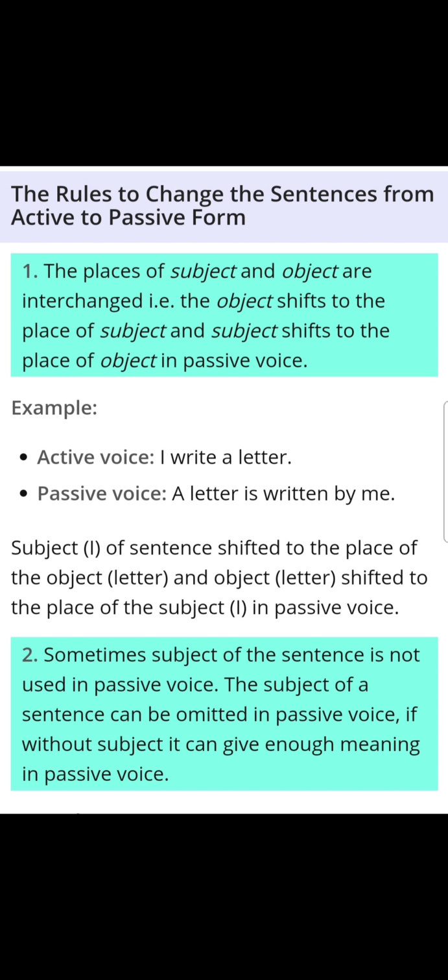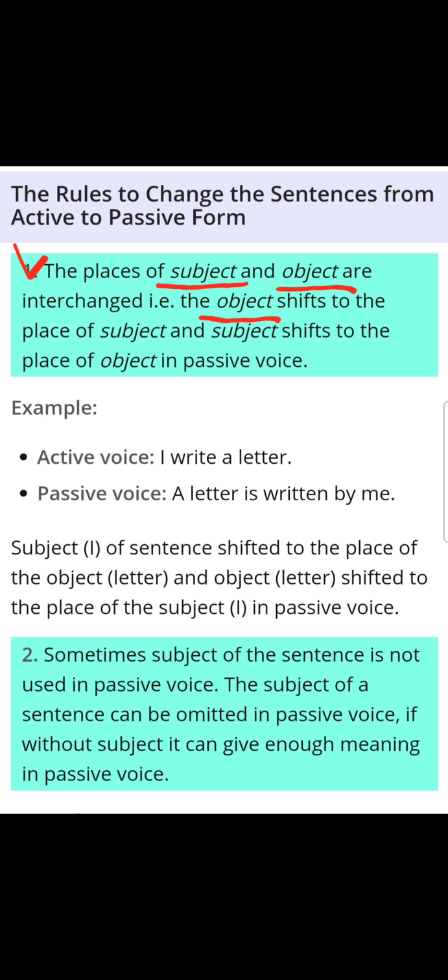Yes, my dear students, you can look at your screen: the rules to change sentences from active to passive form. What is an active sentence? A thing said by something, a thing done by something, a work completed by somebody. The first rule is that the places of subject and object are interchanged.